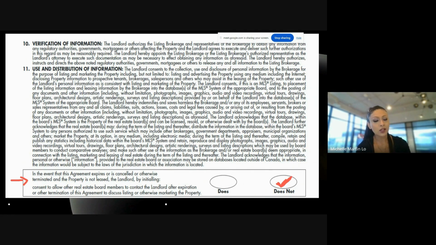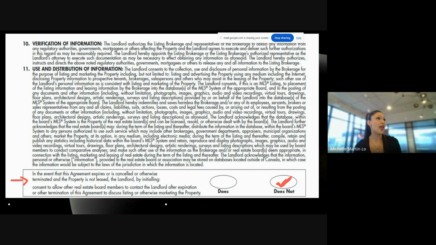This section over here pretty much means that if their listing comes up to an expiry and other agents are coming in, they see that, okay, it hasn't been leased, it hasn't been sold. I'm going to, do I have access to get the client's information?